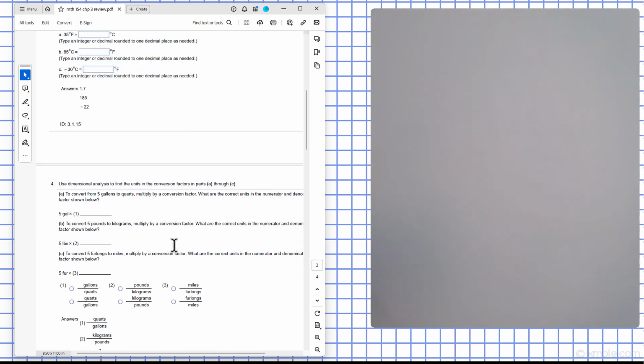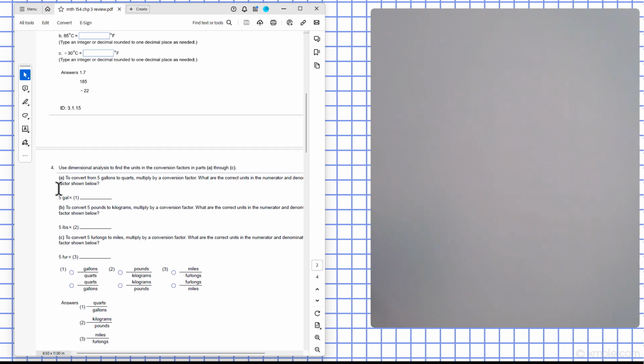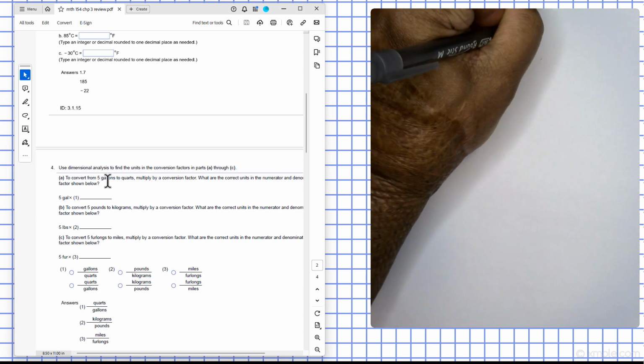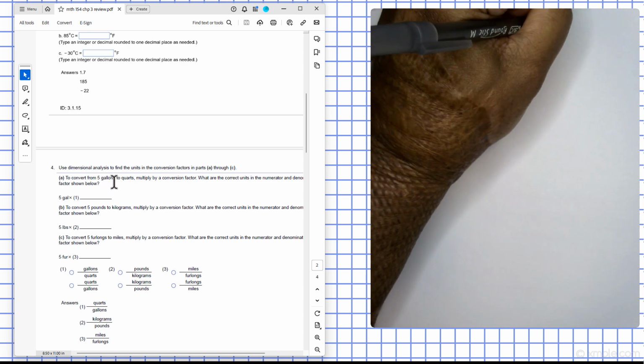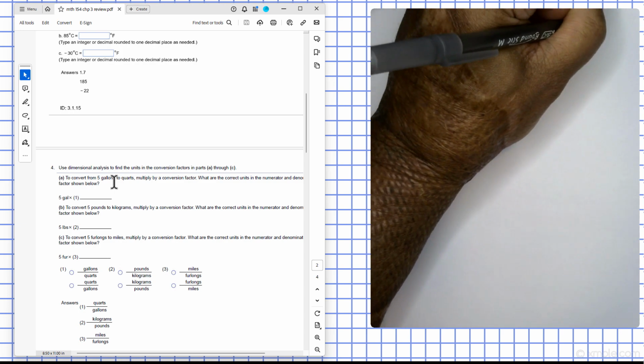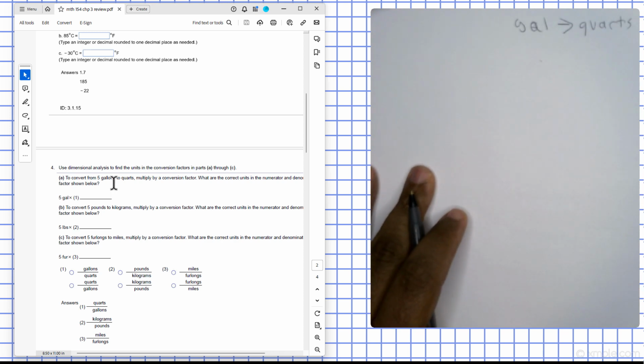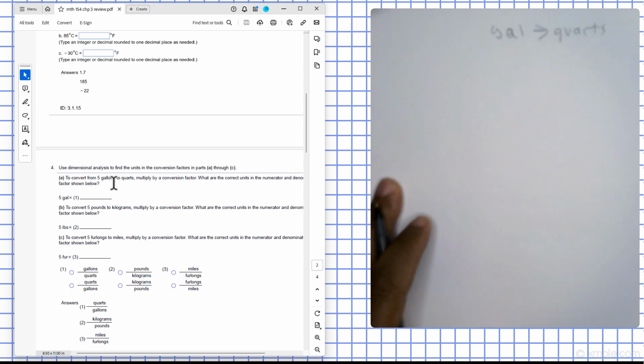This particular problem doesn't ask for a computation. It just asks you to solve it here. Use dimensional analysis to find the units and the conversion factors in parts A through C. To convert gallons to quarts, multiply by a conversion factor. If you're going from gallons to quarts, conversion occurs at the expense of the cancellation.